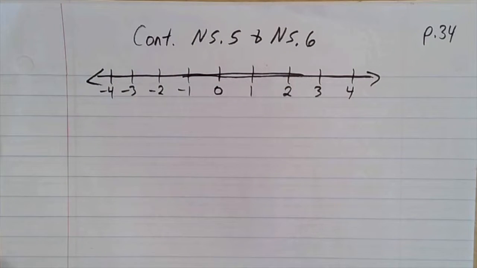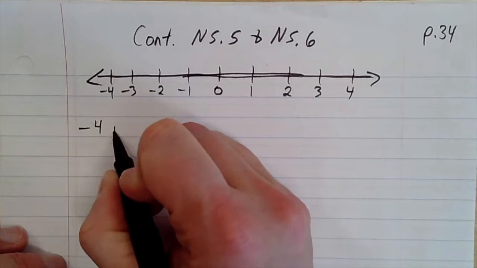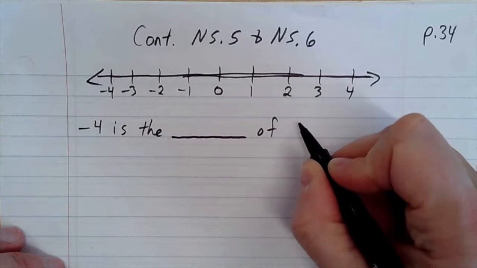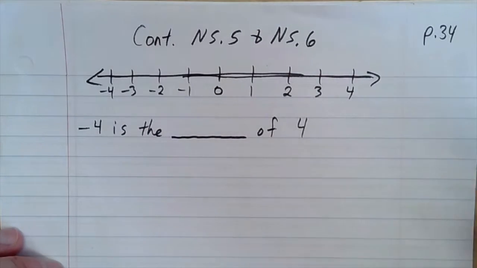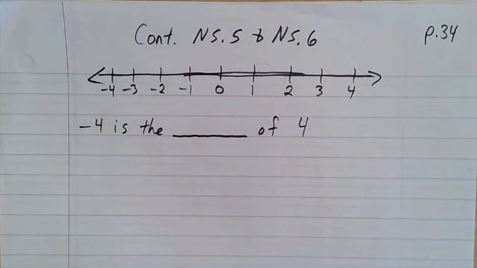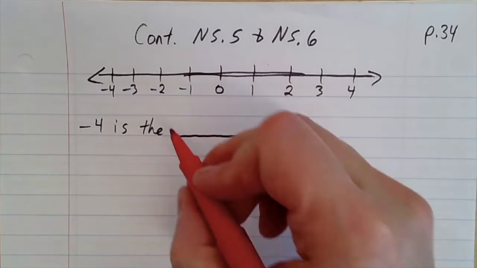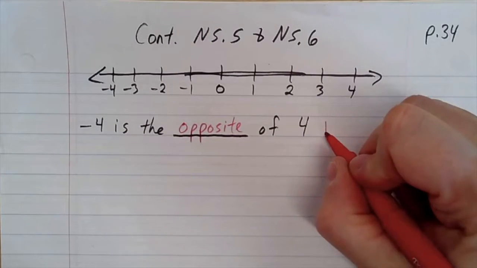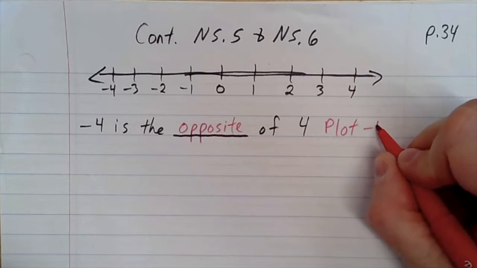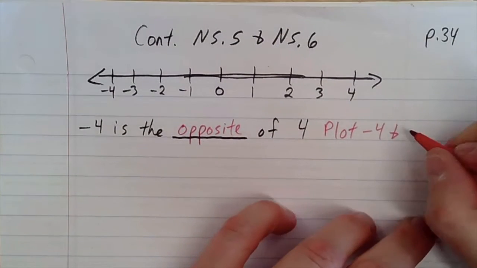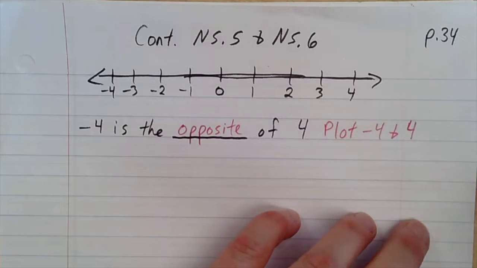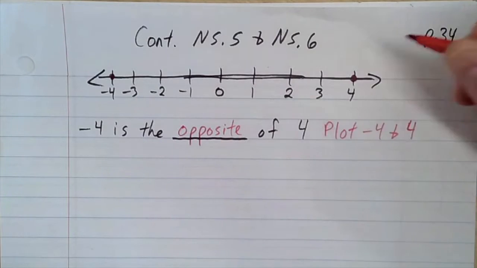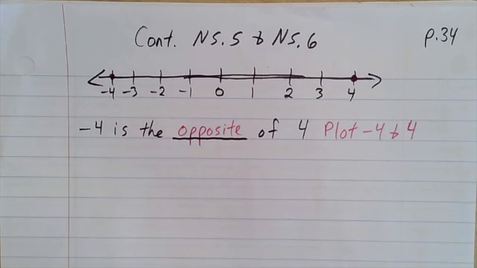So I'd like to do -4 is the blank of 4. And the word I'm looking for is -4 is the opposite. So I'd like you to fill in the blank with the word opposite. I also would like you to plot -4 and 4 on the number line. And so that looks like a dot right here on the -4 and a dot right here on the 4. When you plot both of them, you can see them on the number line.